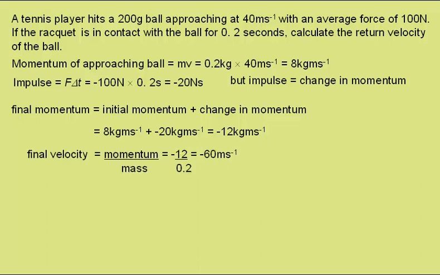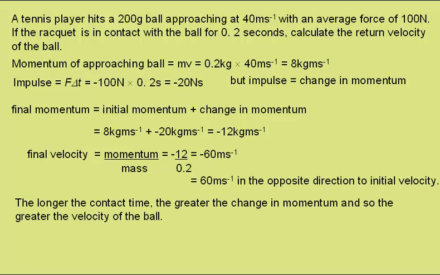Final velocity is equal to momentum over mass, which is minus 12 kilogram meters per second over 0.2 kilograms, or minus 60 meters per second. This is 60 meters per second in the opposite direction to the initial velocity, which we took as positive. The longer the contact time, the greater the change in momentum, and so the greater the velocity of the ball, hence the importance of following through.